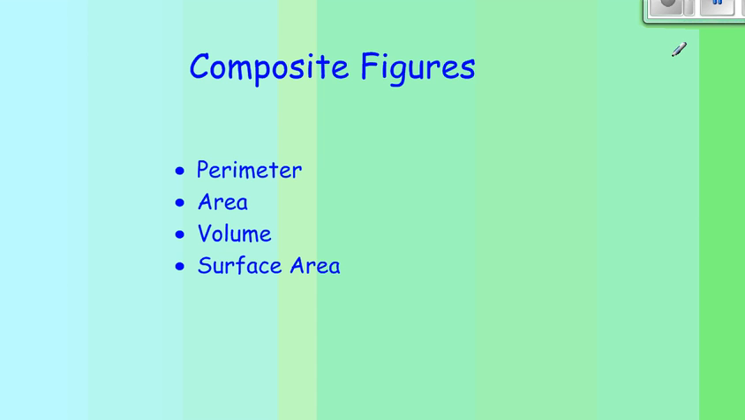So there are composite figures that exist in 2 dimensions, where we can study their perimeter and their area, or composite figures also exist in 3 dimensions, where we can look at the volume and surface area. So let's look at the first question.